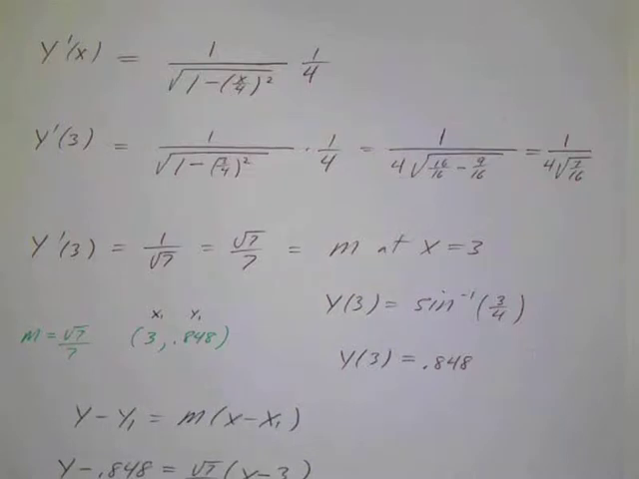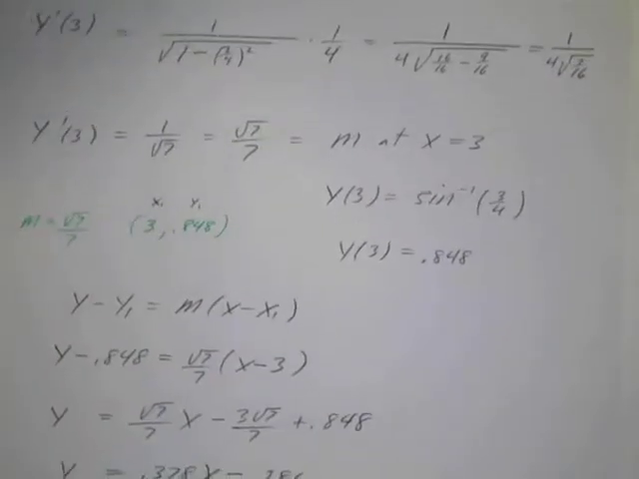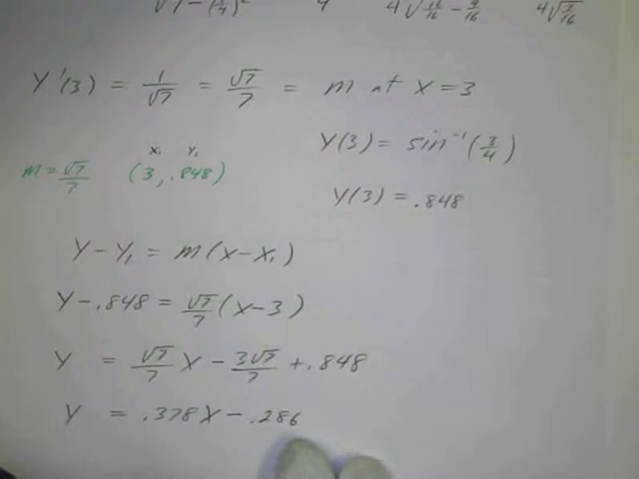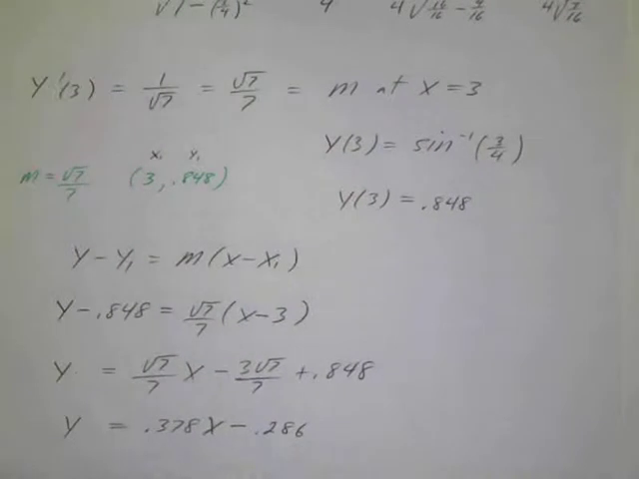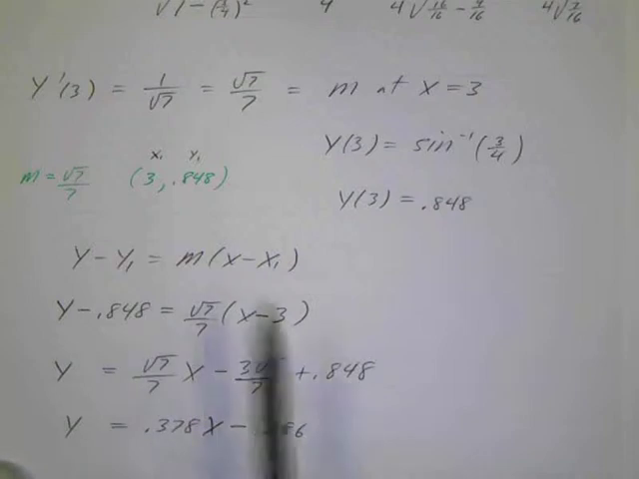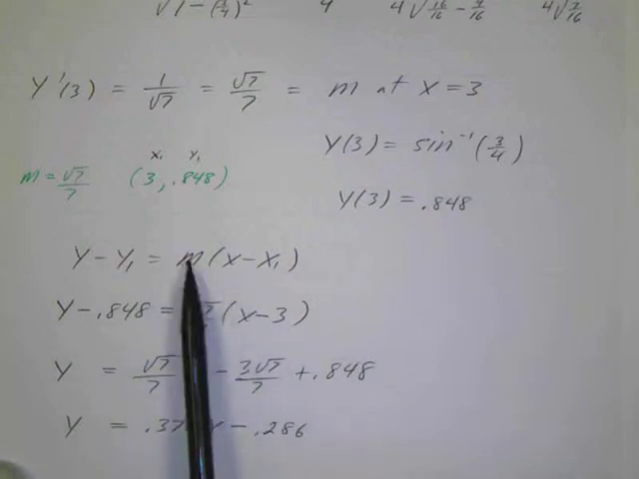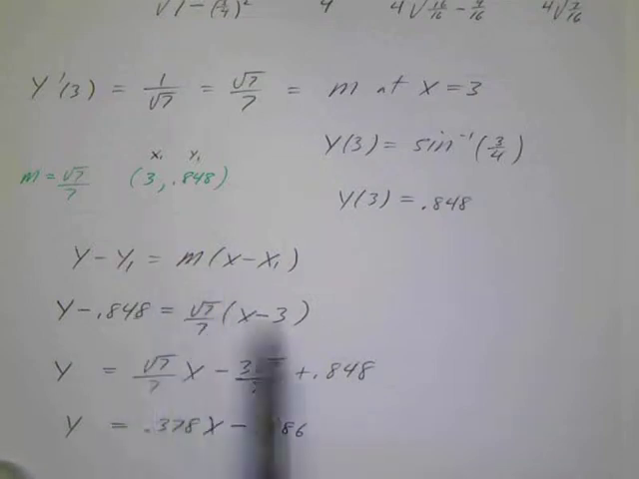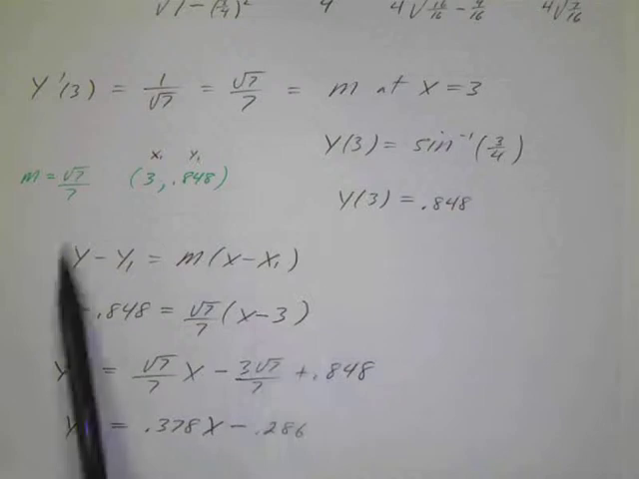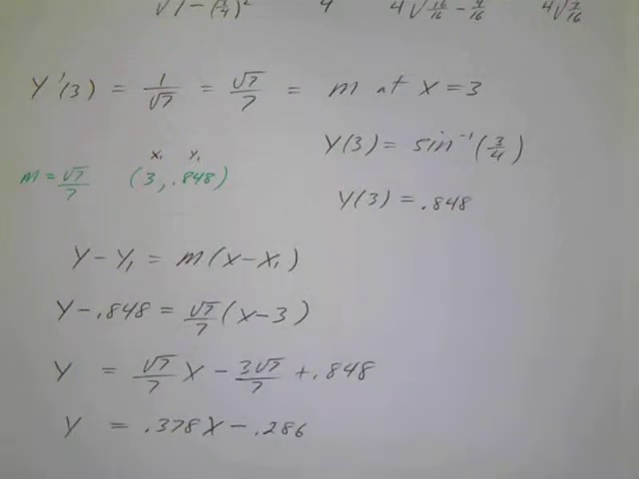Okay? And then we'll put this in the point slope form. y minus y1 equals m times x minus x1. And you use your calculator to figure these things out. So this is my slope, that's my y value, my x value. So if we put this in this formula here, we have this.